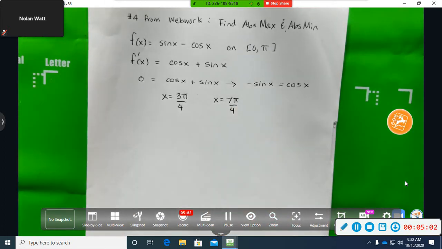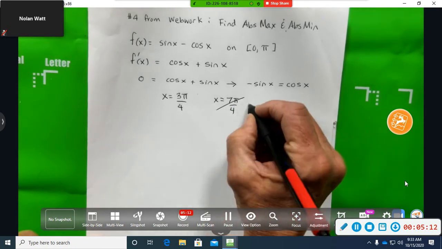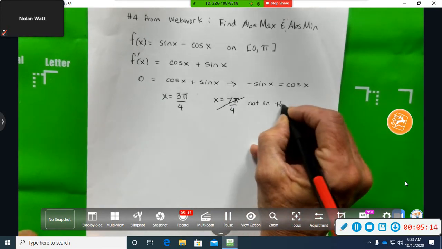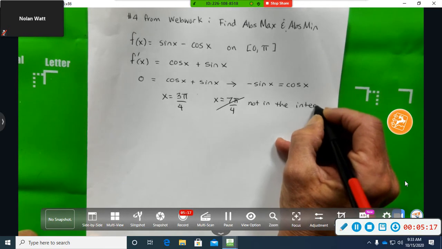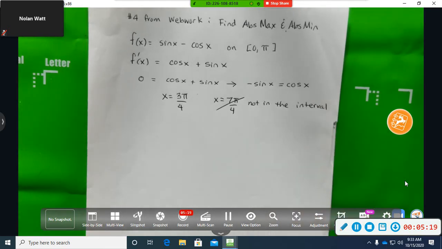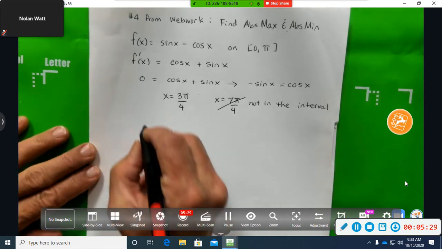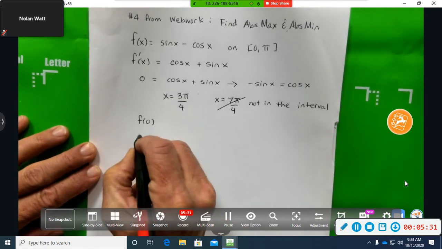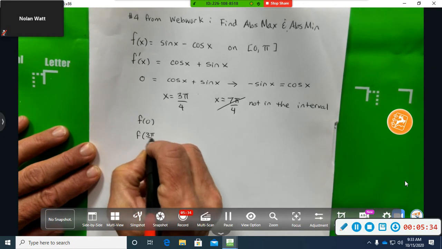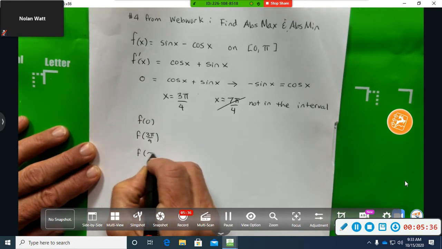Now 7 pi over 4 is not in the prescribed interval. You have to keep only the ones between 0 and pi. So let's go ahead and toss that one. And what we have to do next is plug the endpoints and that one critical number back into f and see which one of those values is the largest. So I'm going to find f of 0, f of 3 pi over 4, and f of pi.